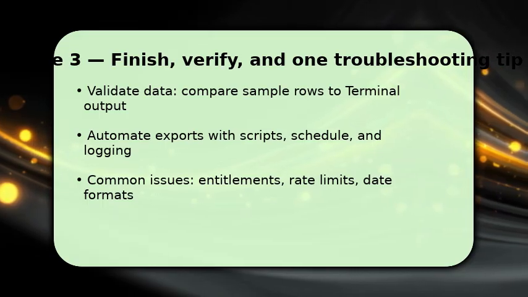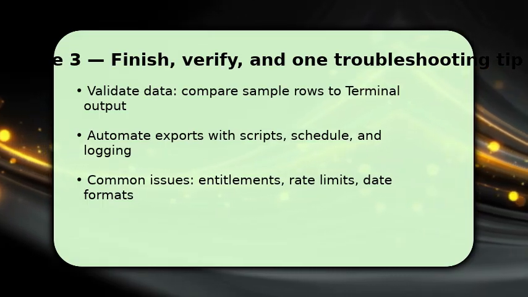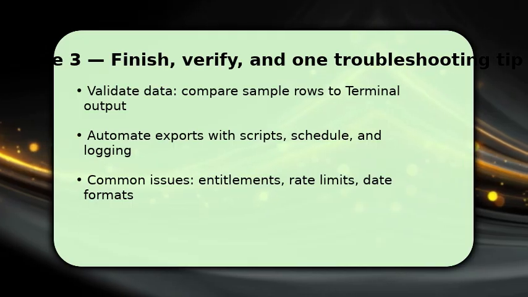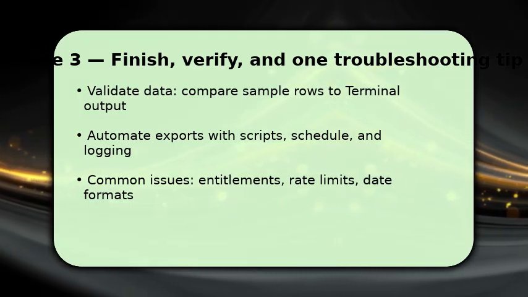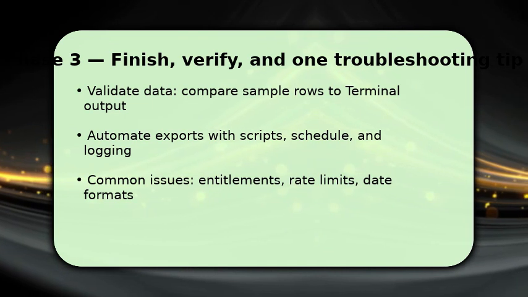If something goes wrong, check entitlements, confirm port access, and inspect error codes and date format mismatches. These are the usual culprits. Finally, document the pipeline so future you can reproduce and debug quickly.